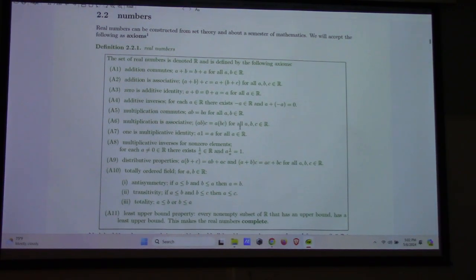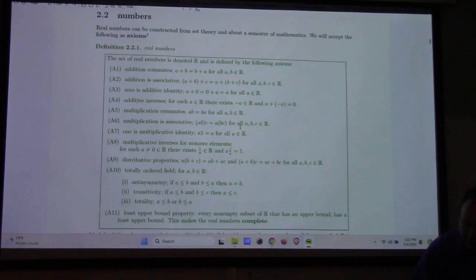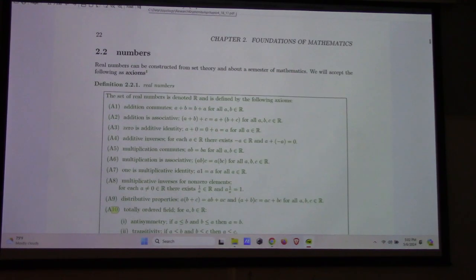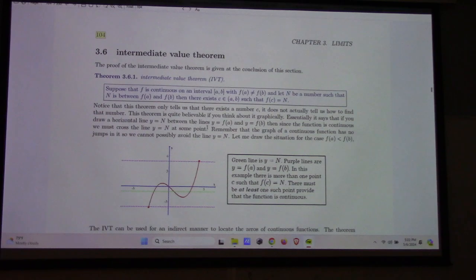Let's see here, what page did I put that on? And the proof relies heavily on the completeness axiom. So it's around pages 104 and 105 in these notes. Sorry I spent so much time on the easy stuff that started class today. Anyway, there's the statement of the intermediate value theorem that we just talked about.